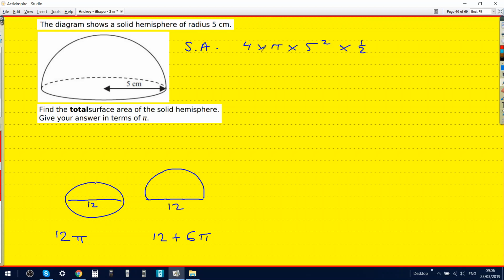And so this one up here, when it's cut in half, it creates an extra side, an extra surface. Can you see what that would be? So when it says total surface area, does it mean I need to find the surface area of the flat side and the curved side as well? Yeah, total surface area.